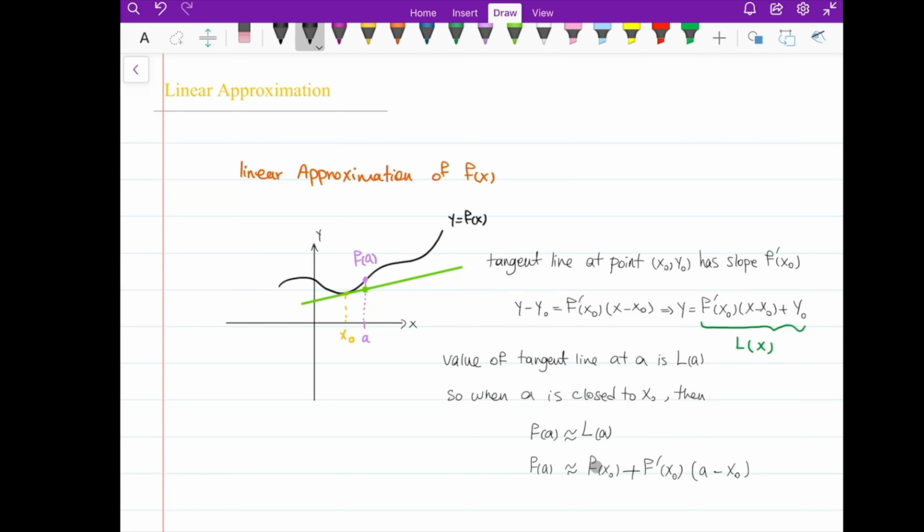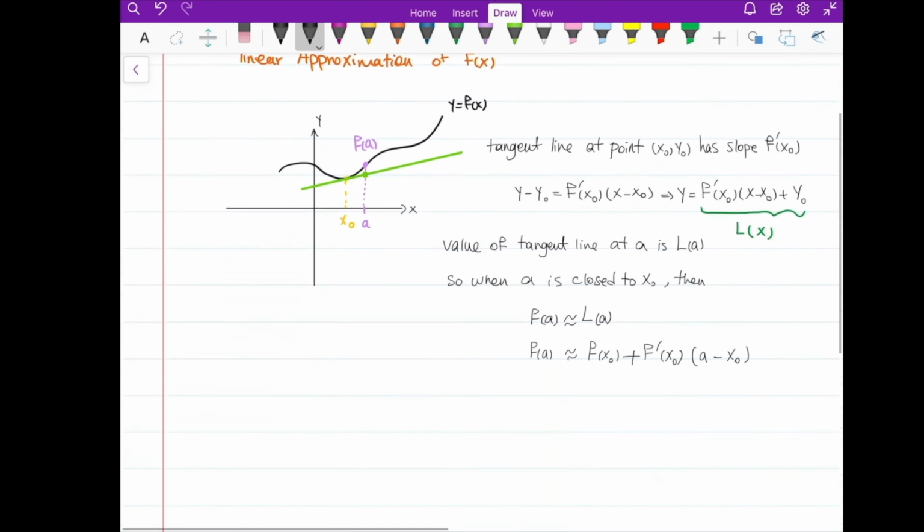Okay, so this is called the linear approximation of the function y equals f of x at the point x naught, and I can approximate the value of the function at the point A by plugging the point A into the tangent line. Okay, let's look at one example.